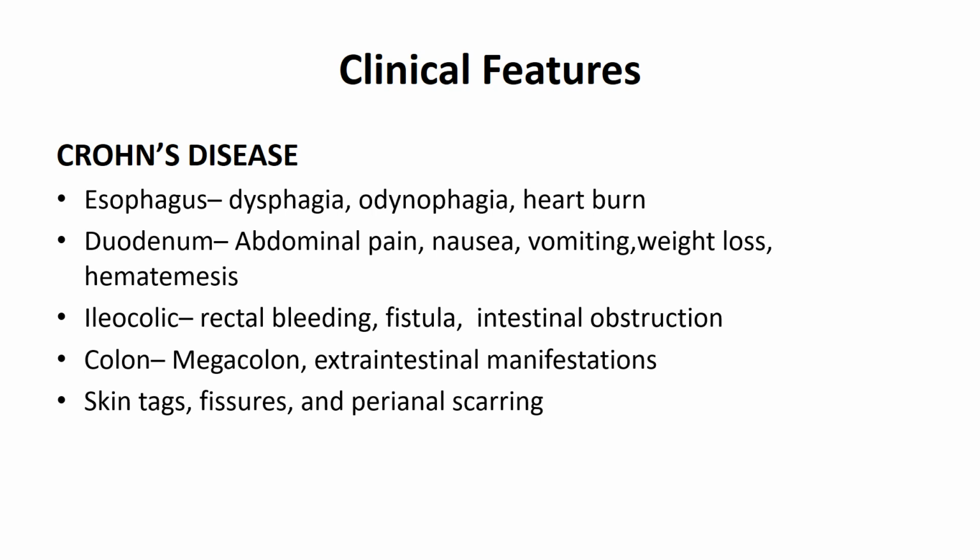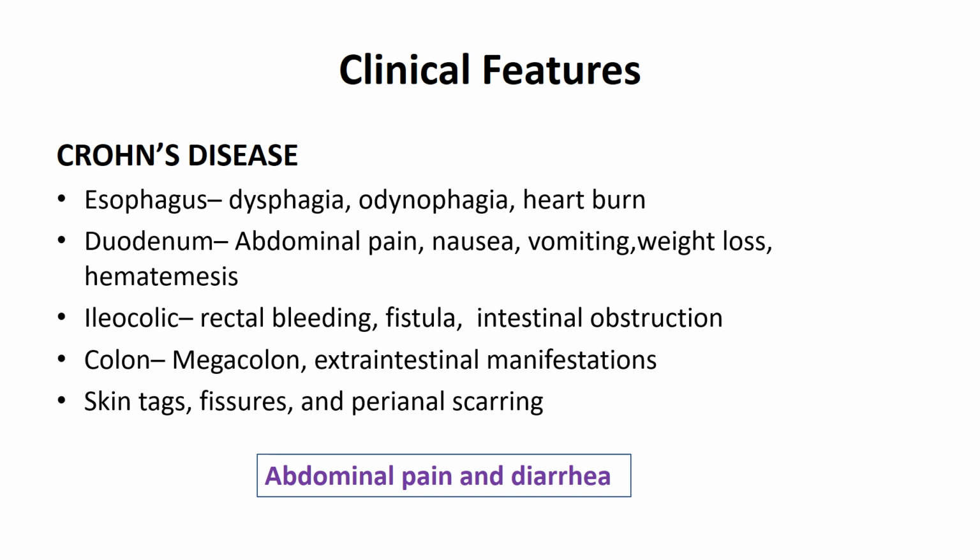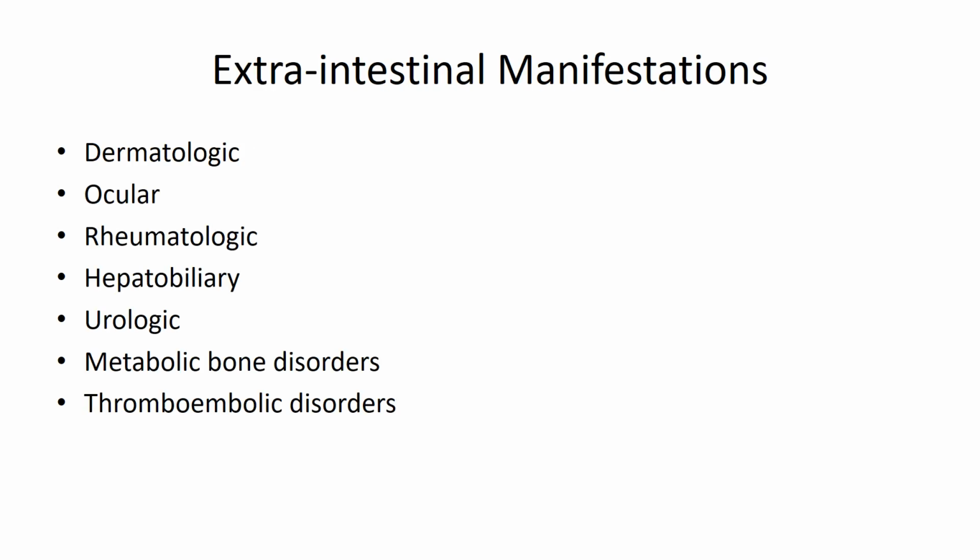But both of the diseases are mainly seen in the colon or ileocolon regions. And the main symptoms will be abdominal pain and diarrhea. And as it is an immunological disorder, the same immunological response can be seen all over the body. So there will be extra-intestinal manifestations. Both these diseases, ulcerative colitis and Crohn's disease, will be having extra-intestinal manifestations. There will be dermatological manifestations, ocular manifestations, rheumatological, hepatobiliary, urological, metabolic bone disorders, and thromboembolic disorders.